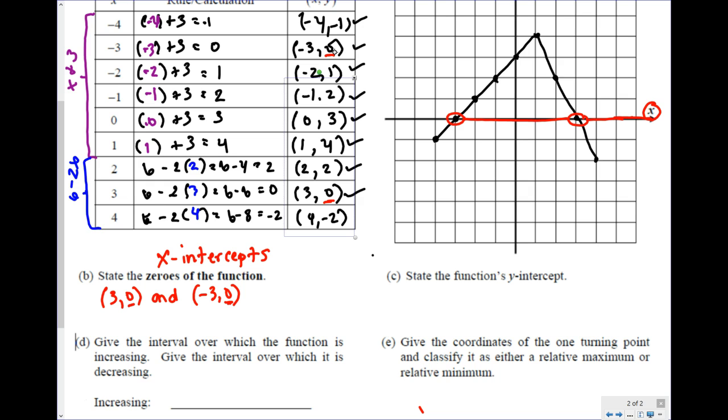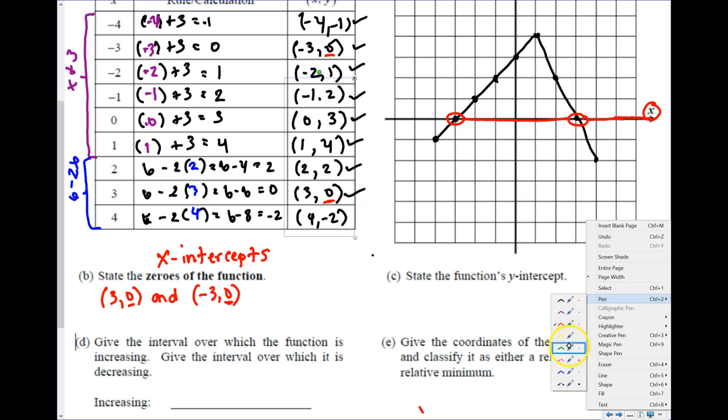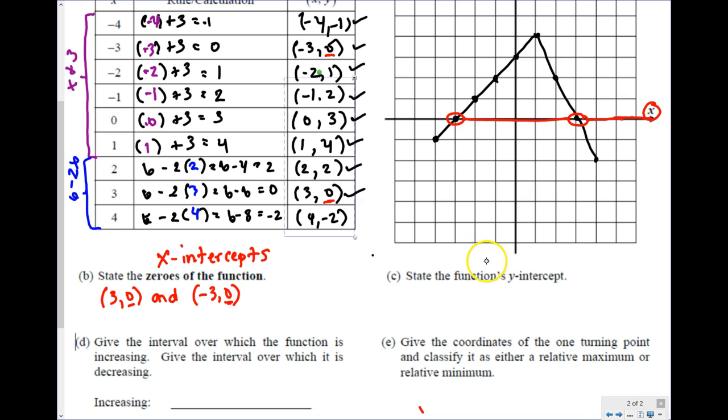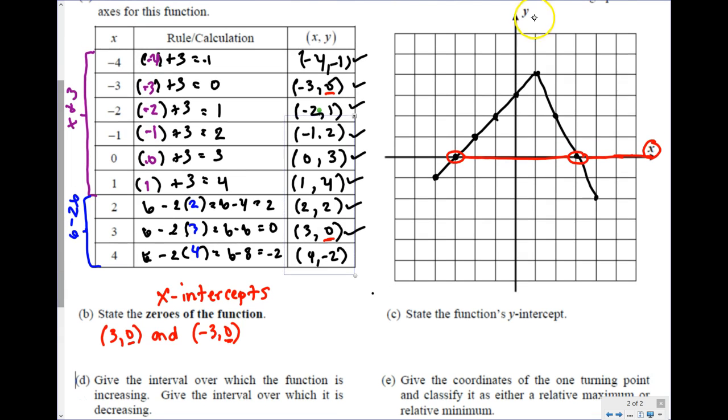Alright? C. State the function's y-intercept. Well, a y-intercept, like an x-intercept, is where the x is 0. So I'm going to look at my y-axis, and boom. Right there is where it hits the y-axis. And that's at the point 0, 3. And again, because the 0 is here, I could have seen that from the table as well. Okay?